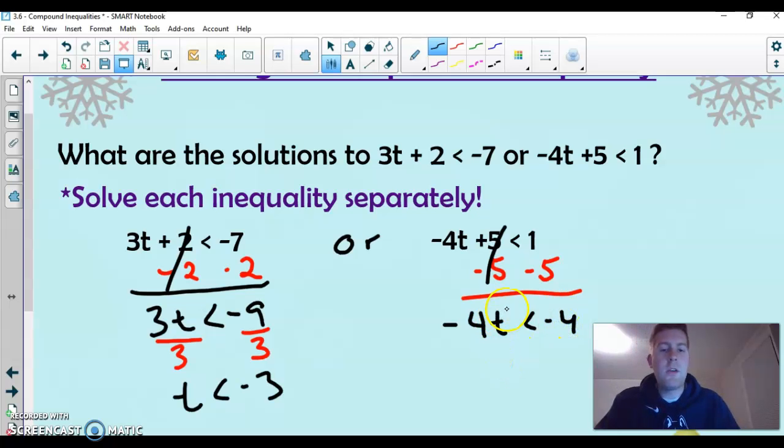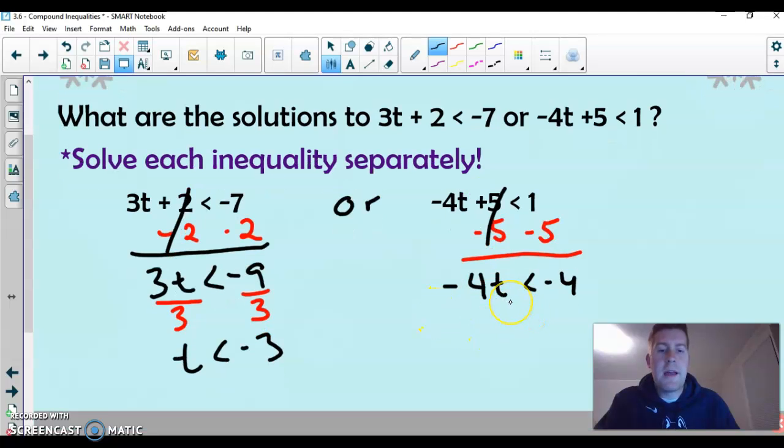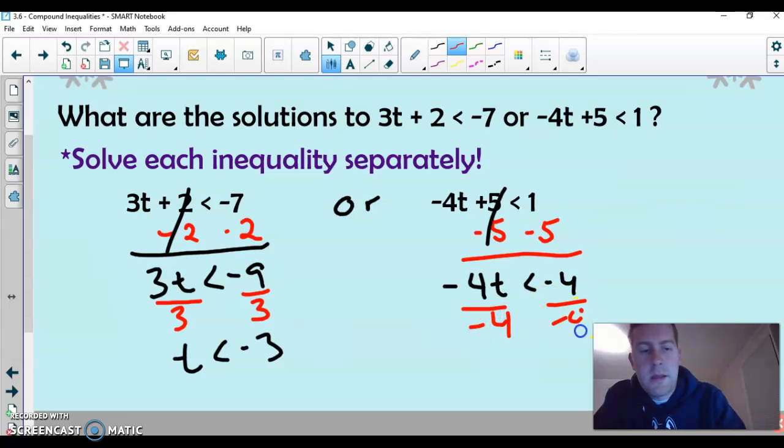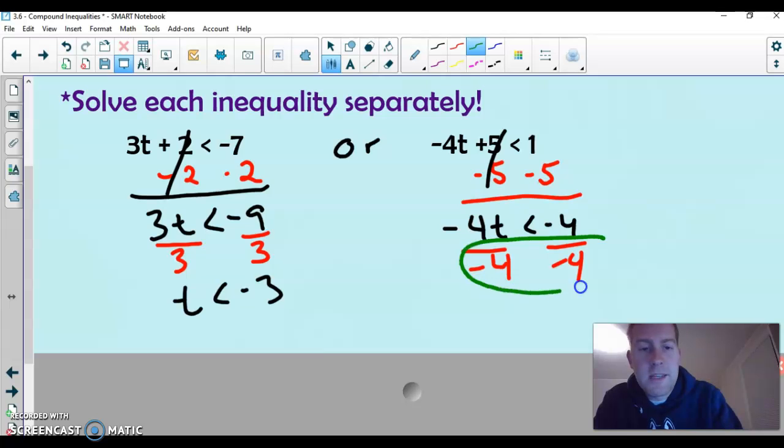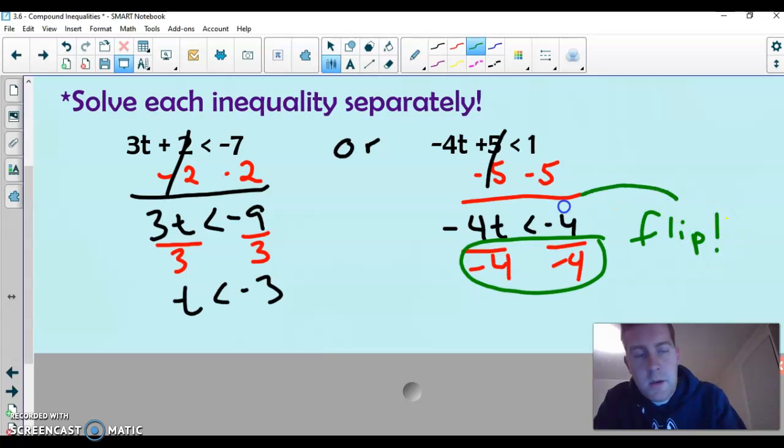And now I want to undo again the multiplication, so we're going to divide both sides by -4. But here's the cool thing. As a quick reminder, the unique thing about inequalities is if we ever divide both sides by a negative, which is what we're doing here, dividing both sides by -4, we want to make sure we flip the inequality sign. Okay, so my answer now, the -4's will cancel out.